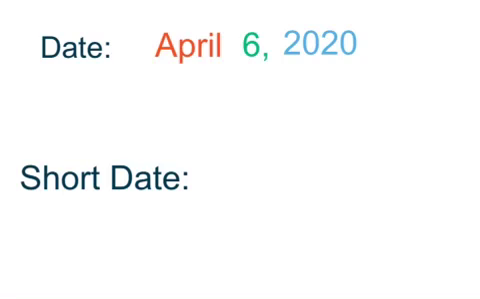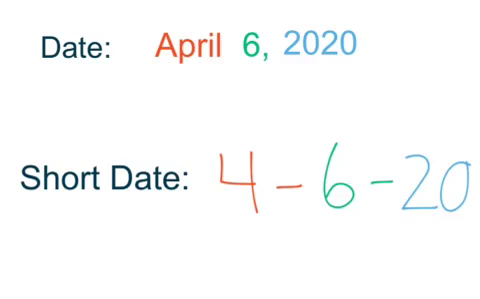I'll give you a couple seconds to figure it out on your own, and then I'll show you the answer. Let's see how you did. You should have written 4-6-20. Let's review again why April 6, 2020 turns into 4-6-20. We'll start with the year.